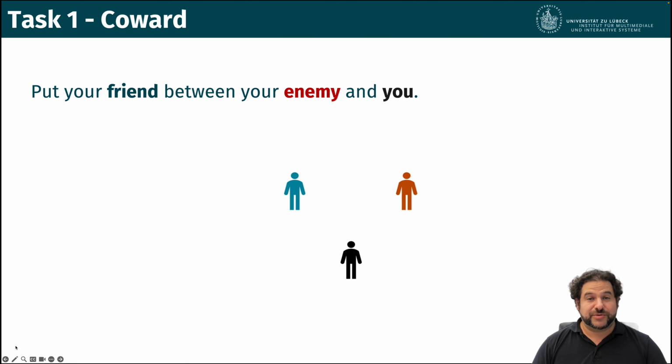The idea is every person picks one enemy and picks one friend. And in the coward game, your goal is to put your friend between your enemy and you, so that your friend shields you away from your enemy. This is a very basic rule. It's just saying try to go somewhere that the other agent is in between you and that enemy agent. But it's really hard to determine what is going to happen.